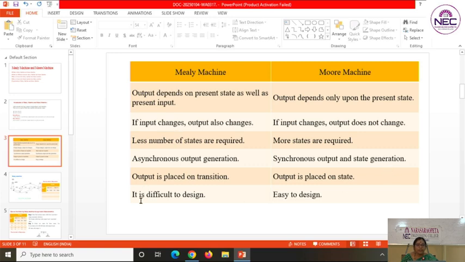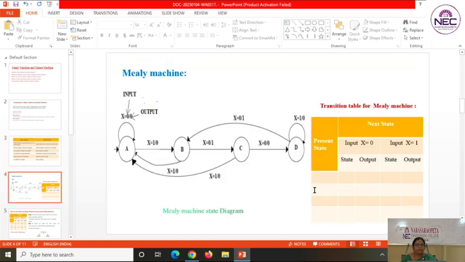In a Mealy machine, the output is placed on the transition, because the output is on the outer side of the state. In a Moore machine, the output is placed on the state, because the output is inside of the state. A Mealy machine is a difficult design. A Moore machine is easy to design.